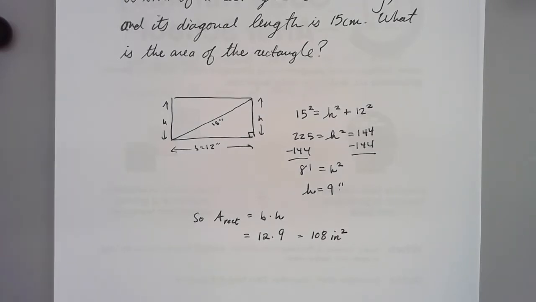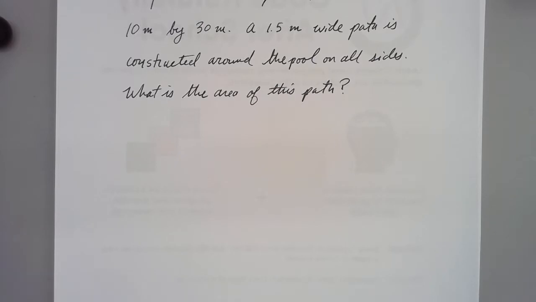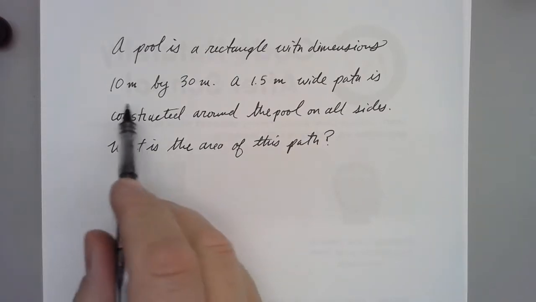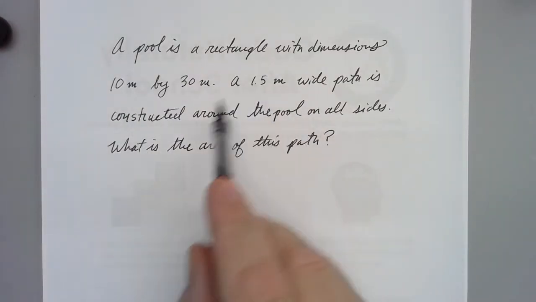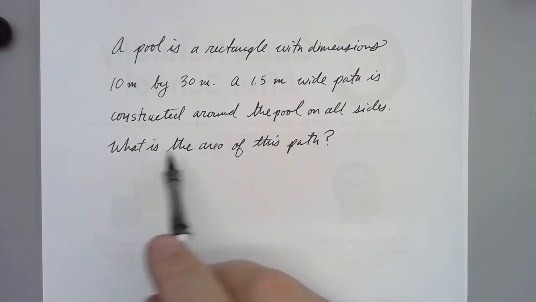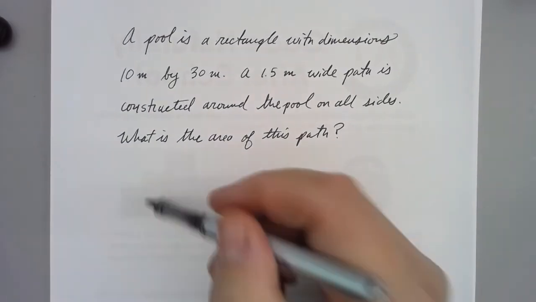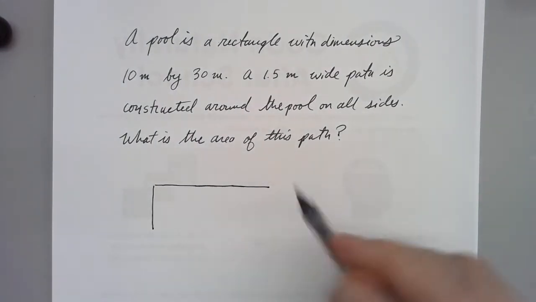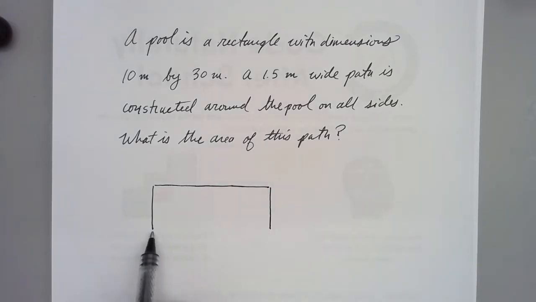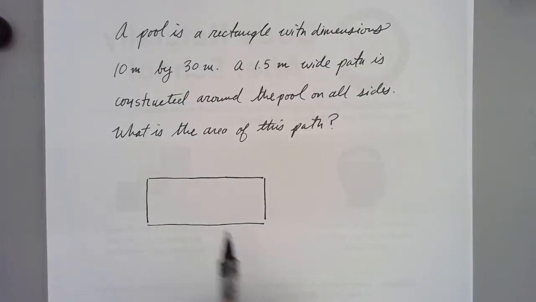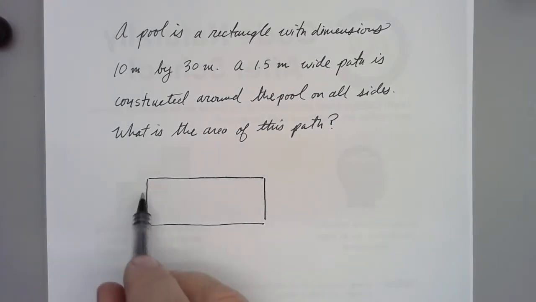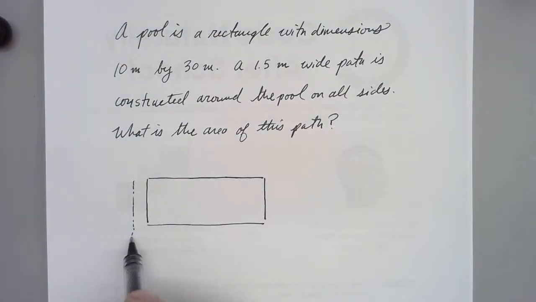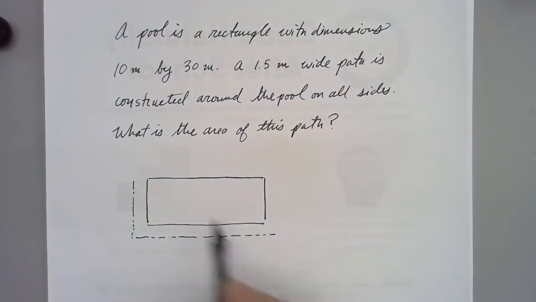One final example. A pool is a rectangle with dimensions 10 meters by 30 meters. A 1.5 meter wide path is constructed around the pool on all sides. What is the area of this path? So if I think of a top-down view of this, I have this rectangular pool, which is 10 meters by 30 meters. And then around this, I'm constructing a 1.5 meter wide path all the way around this pool, like so.